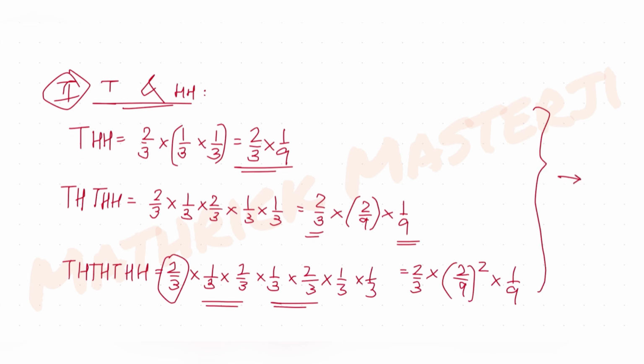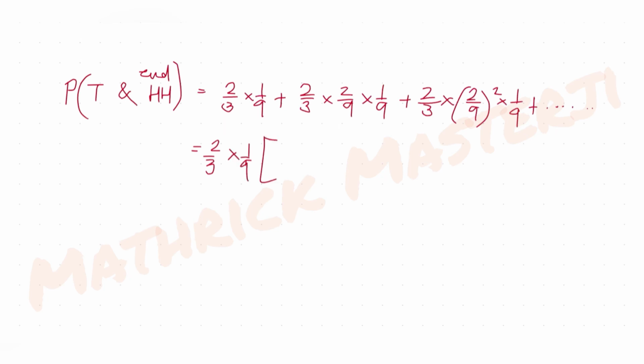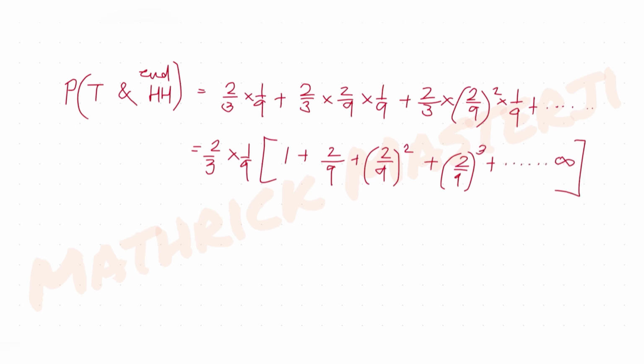So if I add all of the probabilities for the entire case here, the probability of beginning with a tail and ending with double heads gives me 2 over 3 into 1 over 9 plus 2 over 3 into 2 over 9 into 1 over 9 plus 2 over 3 into 2 over 9 squared into 1 over 9 and so on. So I get from here 2/3 and 1 over 9 common. And then what are the terms left? 1 plus 2 over 9 plus 2 over 9 squared plus 2 over 9 cubed. This continues till infinity. So I get from here 2 over 27 into this.